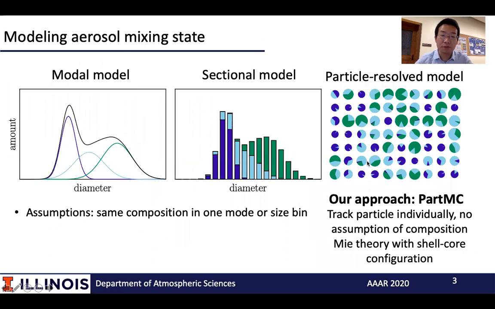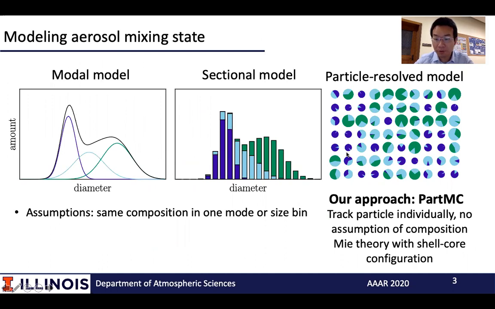However, models use assumptions for aerosol mixing state. Modal and sectional models are commonly used in regional or global models. In modal models, particles in the same mode have the same composition, and in sectional models, particles in each size bin have the same composition. And we know it's not the true case.